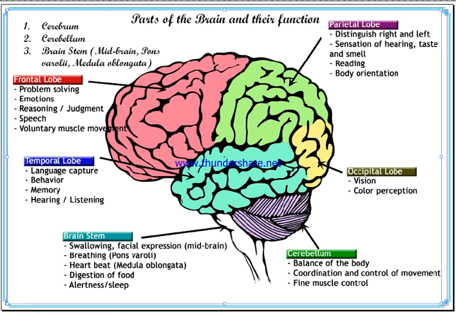Okay. And next one, temporal lobe. The temporal lobe is mainly associated with learning of language. See, language learning, behavior, memory, hearing, and listening. So our conduct, some people may have good behavior, some people may have bad behavior. Well, these are also controlled partly by our brain.